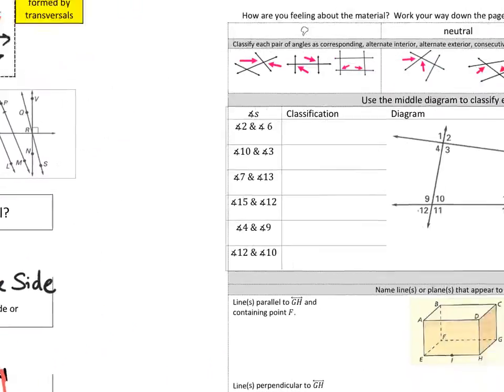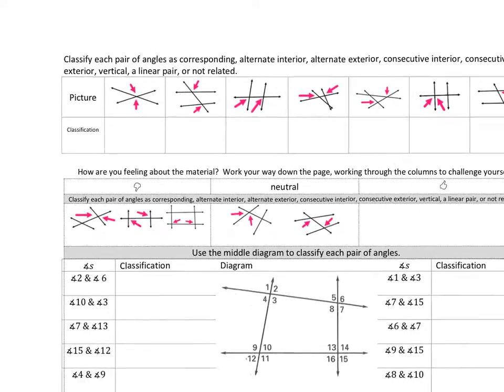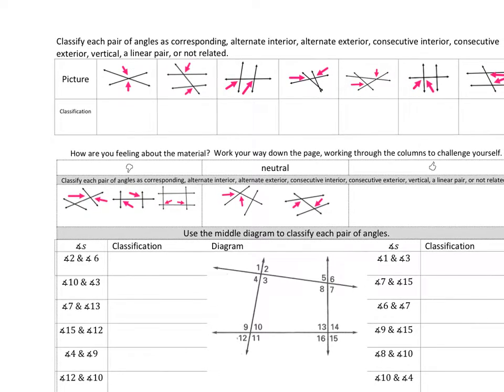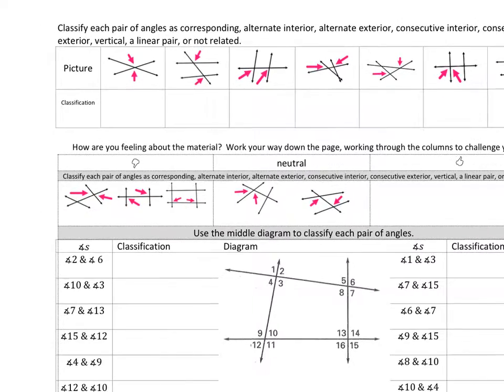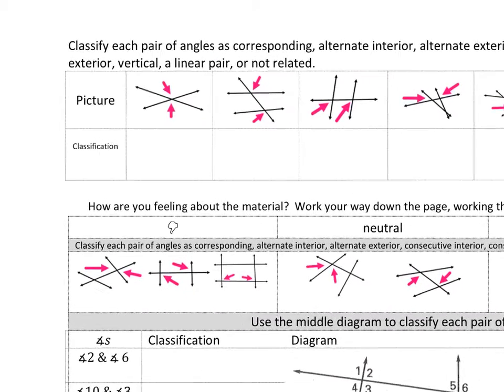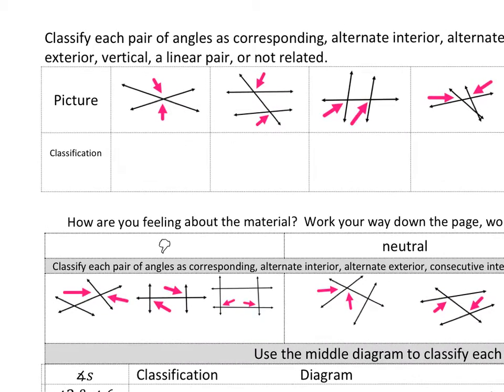All right, so as we go to the back side, it says classify each pair of angles as corresponding, alternate interior, alternate exterior, consecutive interior, consecutive exterior, vertical, linear pair, or not related. So our first set of angles, this is exactly what we talked about yesterday. They're directly across from each other, so those are going to be a pair of vertical angles. Not anything from the front side, but that is from yesterday's lesson.